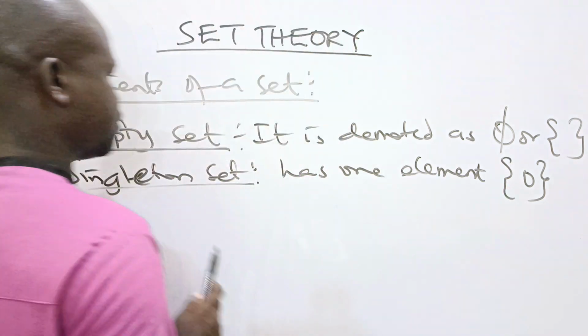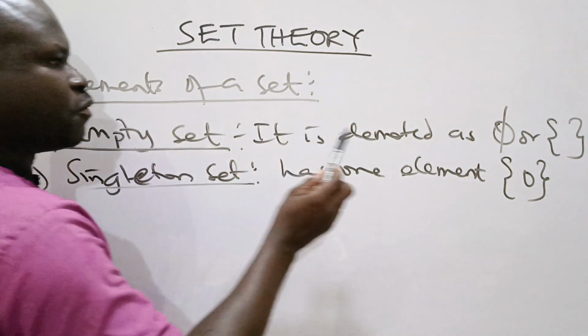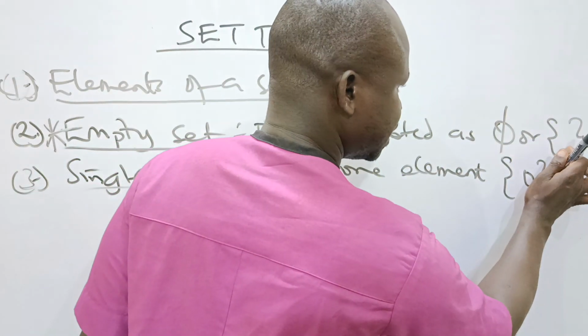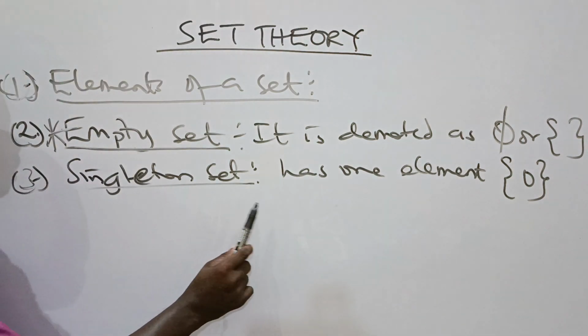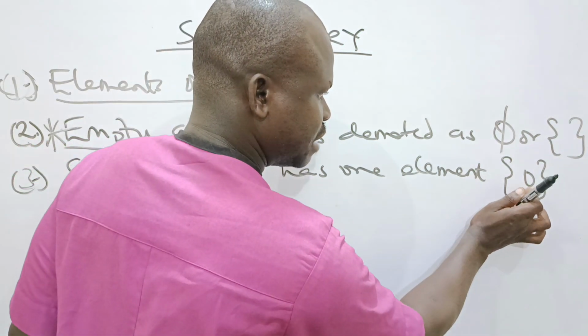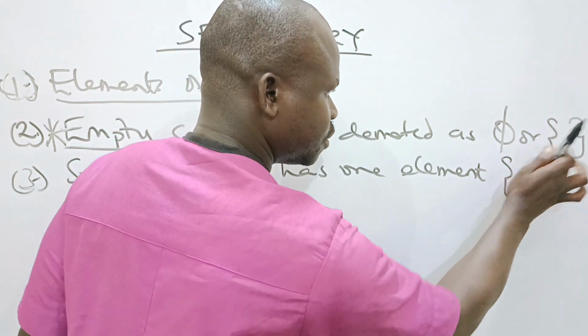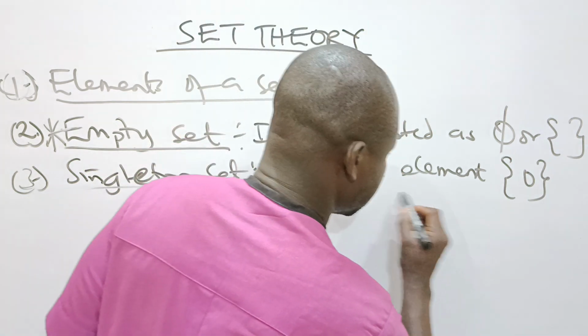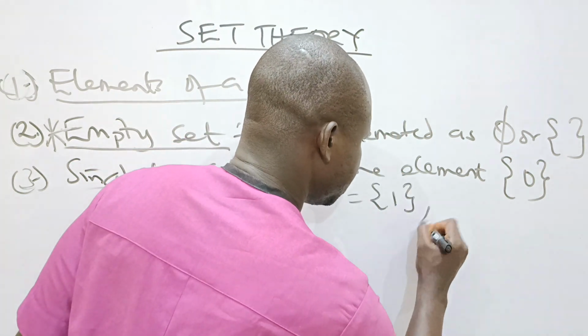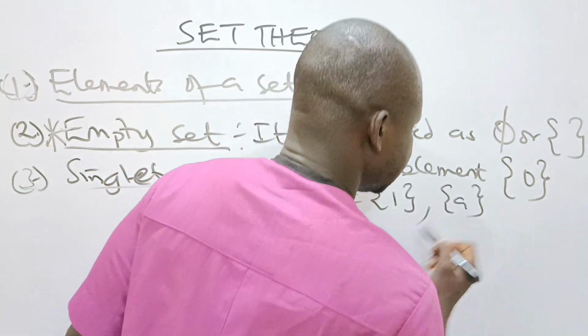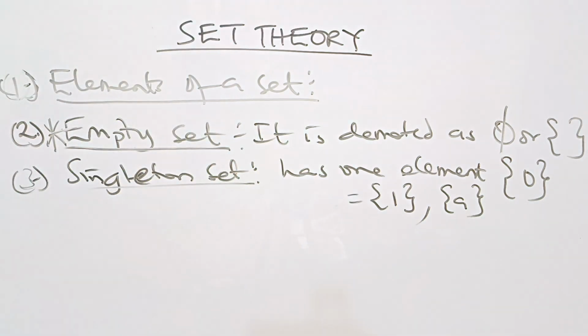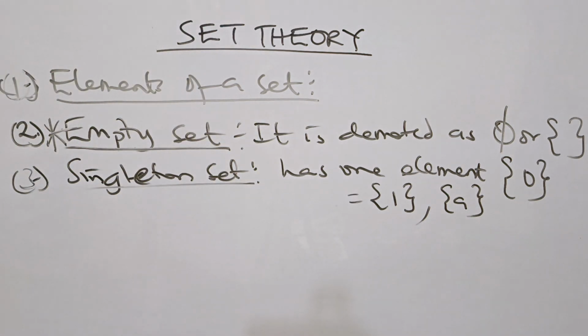Please, I want us to see the difference. When it comes to empty set, we have just curly bracket, no elements here. But in case of singleton set, it's a set that has one element. There's one element here. This and this are not the same. It could also be something like 1, or let's say A. So it has just one element. But in the case of empty set, it has no element. We represent it as phi, or the curly bracket without anything inside.